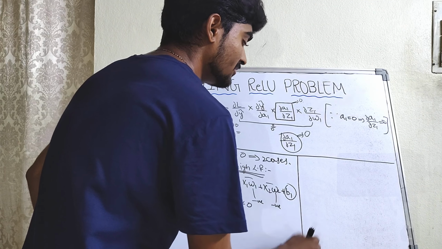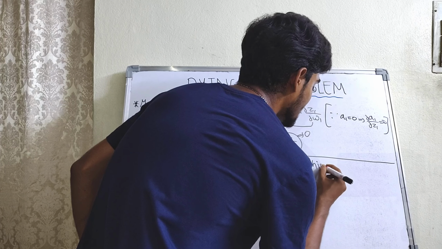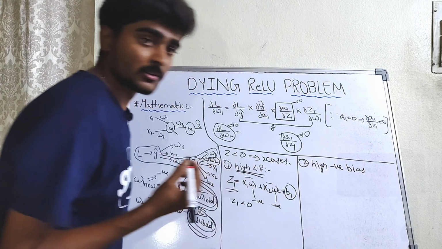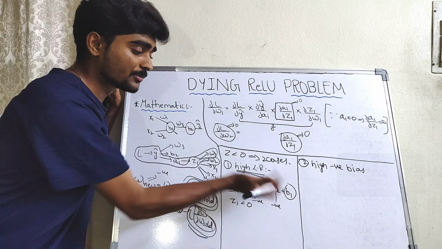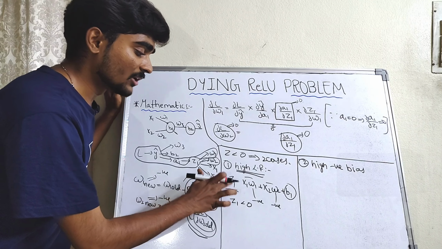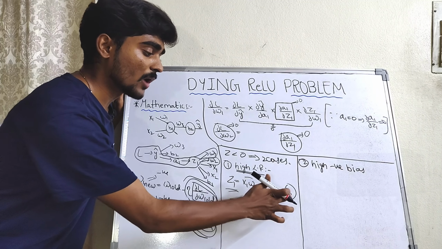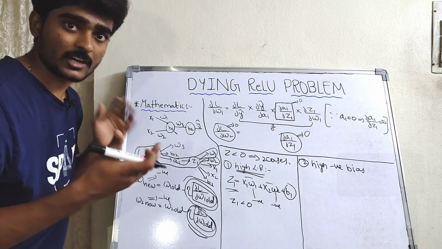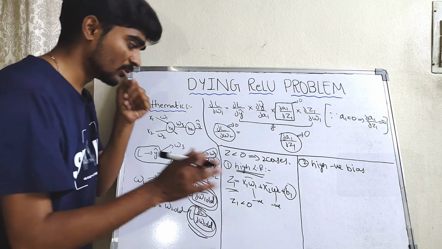Now in the second case, we have high negative bias. What actually happens with high negative bias is, when you keenly observe this formula, our Z1 value is extremely dependent on three parameters: W1, W2, and B1. Right? This X1 and X2 are true values from the data, we cannot alter them. So the only values that we can alter are W1, W2, and B1, right?